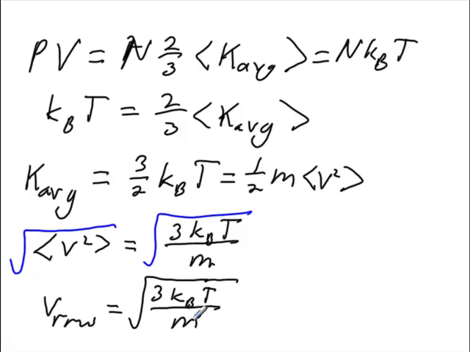So what we would like to do is multiply both the top and bottom of this by Avogadro's number. Avogadro's number times K Boltzmann is just the ideal gas constant. And the molecular mass times Avogadro's number is just the molar mass. So the RMS speed is just the square root of 3 RT divided by the molar mass, or the mass of 1 mole of my molecules. And I can use this to find the RMS speeds of, say, hydrogen or oxygen here in the atmosphere.